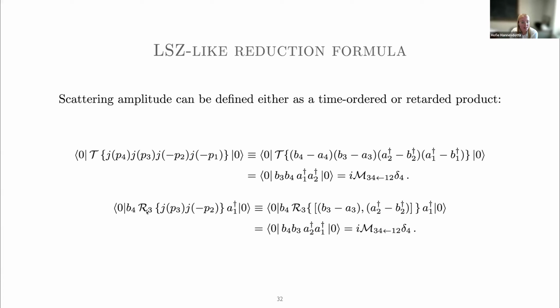So now we can also define the scattering amplitude as basically the retarded product, where 3 is in the future of 2, sandwiched between these one particle states. Here we have a one particle state of 1, and here we have a one particle state of 4. And now we get the commutator of these operators. And again, this is the only term that actually survives. So both of these are perfectly valid representations of the scattering amplitudes.